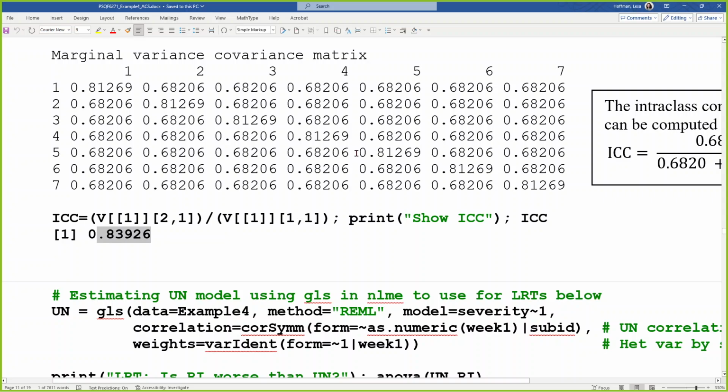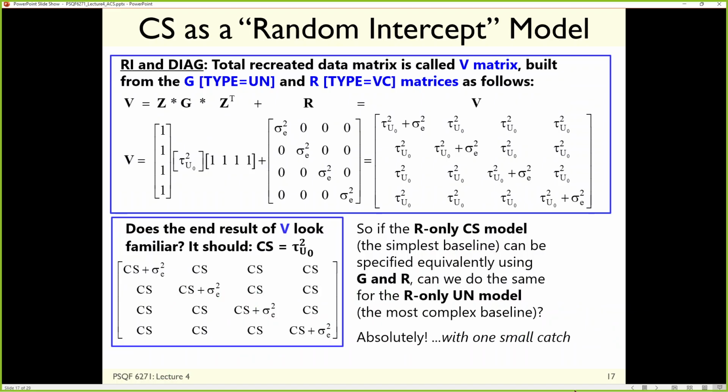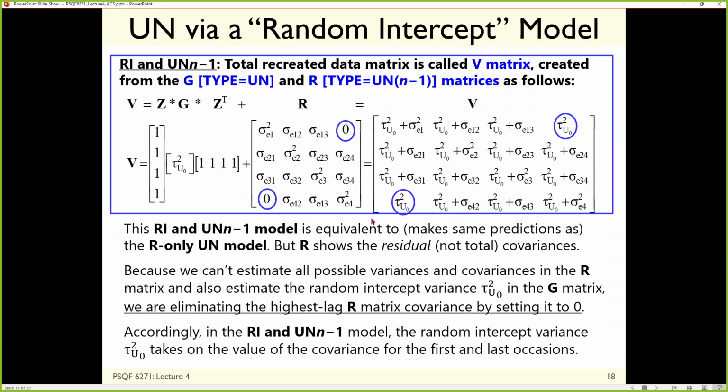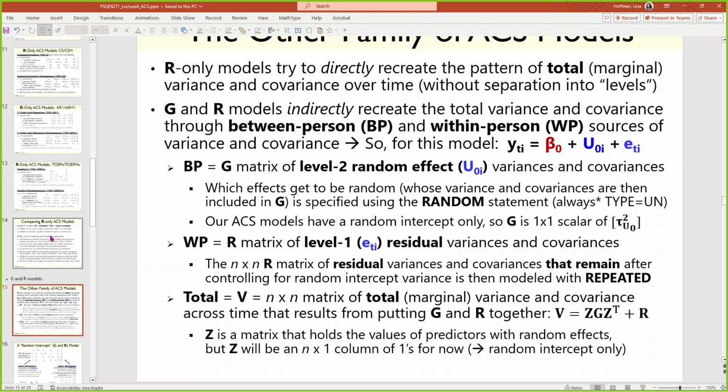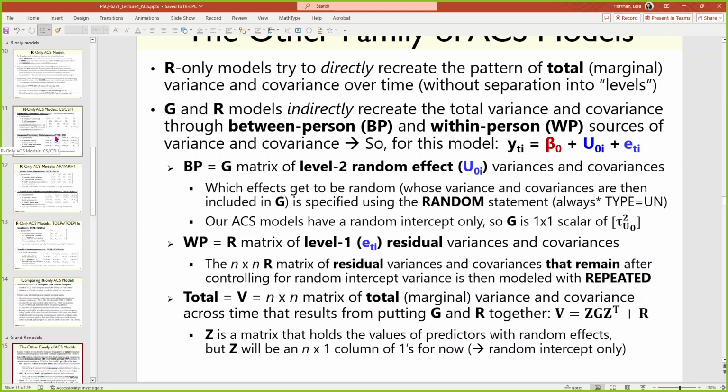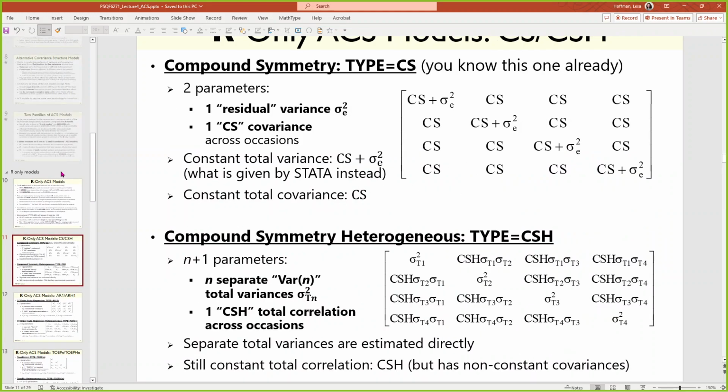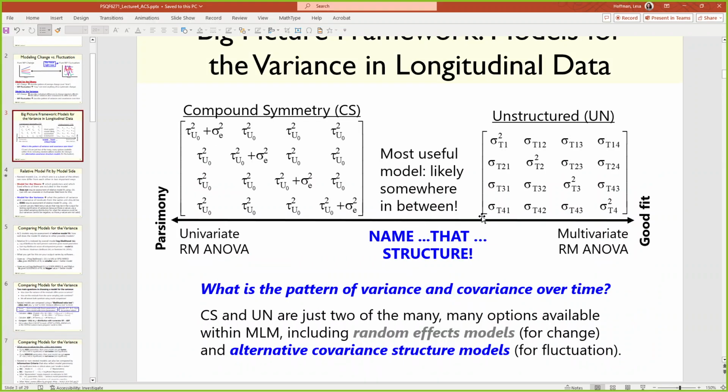So the unstructured in and the unstructured in -1 are the same because they both fully describe the data. Yep. And the compound symmetry in the R only model and the compound symmetry in the G plus R model are also the same because they both include a random intercept. It's just whether the random intercept is in the R model or in the G model, and then it ends up in the V model. Yes, that is an excellent point, and I'm going to make sure that I repeat that for the audio recording. So this, here we go, these two.